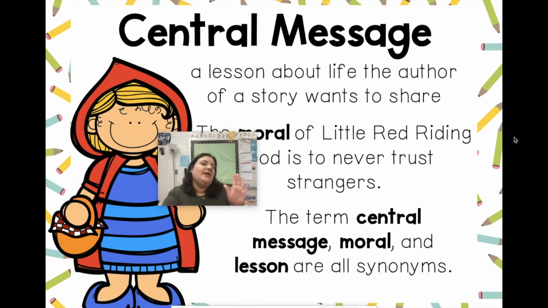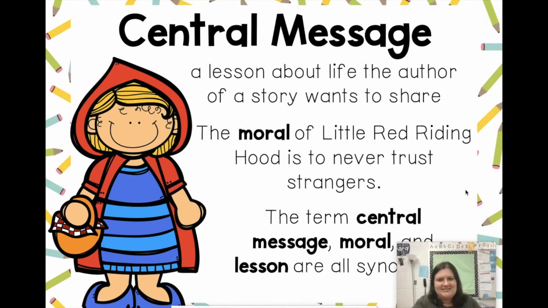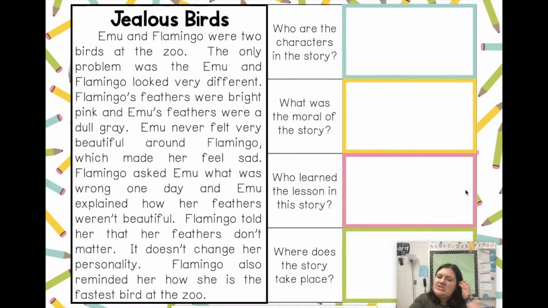Now that we've talked about recounting and we've talked about central message, let's go ahead and practice. The first thing we're going to do is read a story called Jealous Birds. Now, this story is actually called a fable. A fable, boys and girls, is about animals who learn some sort of lesson. And these animals sometimes have a human characteristic. Sometimes they'll talk and sometimes they'll learn a lesson like a human will. These fables are often retold over and over again. Some of them are thousands of years old. This one right here is a relatively new fable.